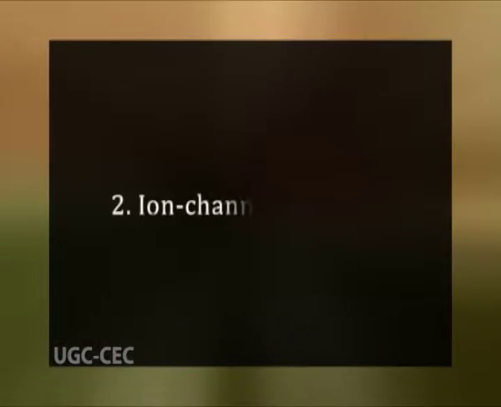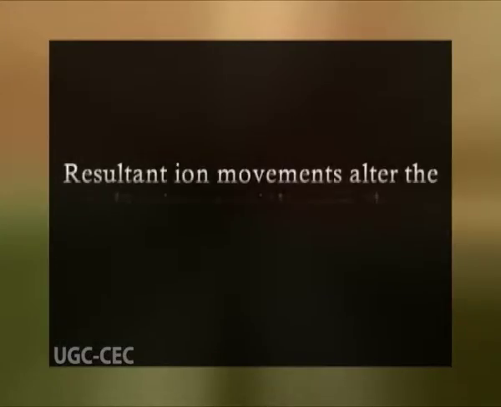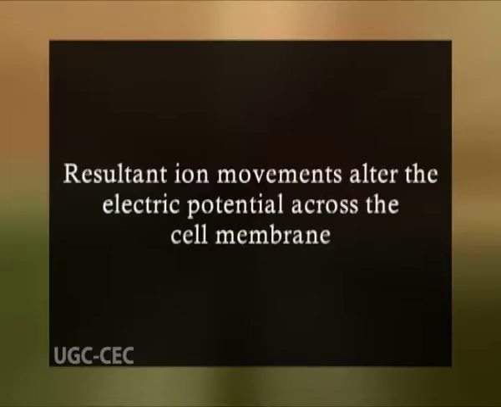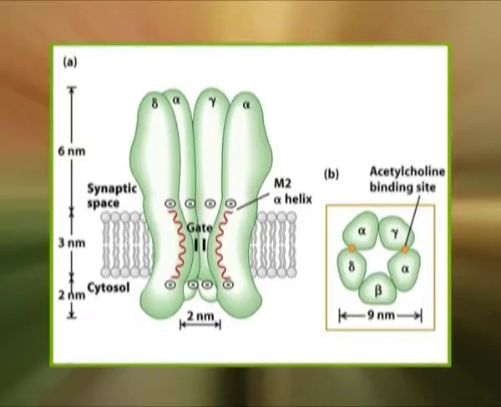Number 2, ion channel receptors. Ligand binding changes the conformation of the receptor so that specific ions flow through it. The resultant ion movements alter the electric potential across the cell membrane. The acetylcholine receptor at the nerve muscle junction is an example.